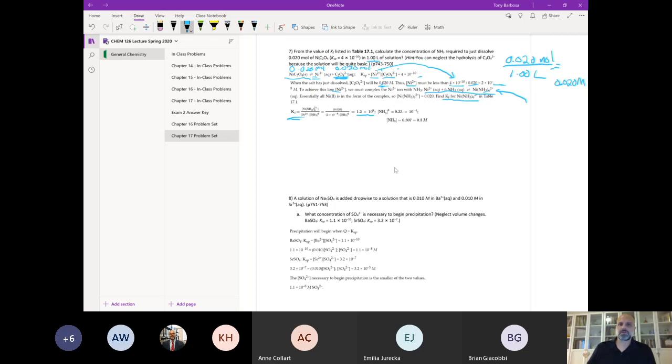Is that what the question you're asking? You're going to make the assumption that all of your nickel has been complexed and has been formed into this nickel ammonia complex. Then when you go to calculate using the KF, the ammonia concentration is what you're going to be solving for right here. You have the nickel concentration because that's what you calculated from the Ksp equation here.